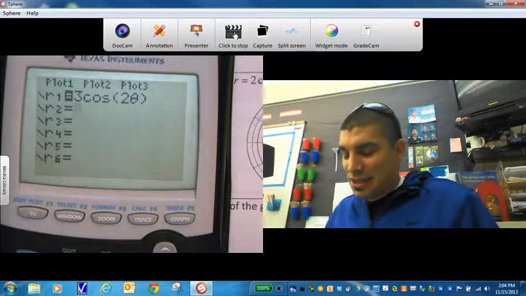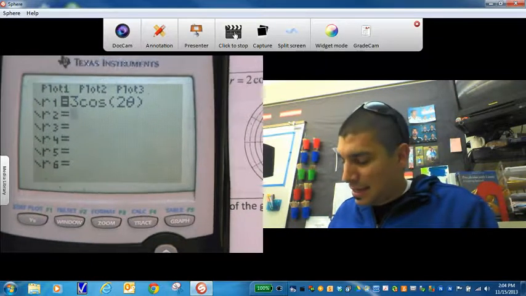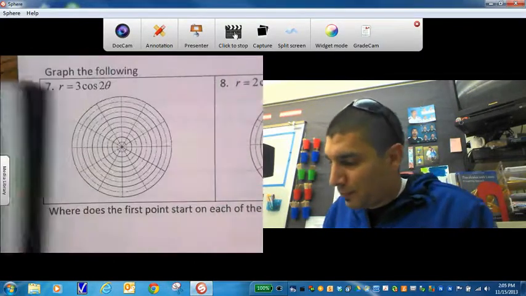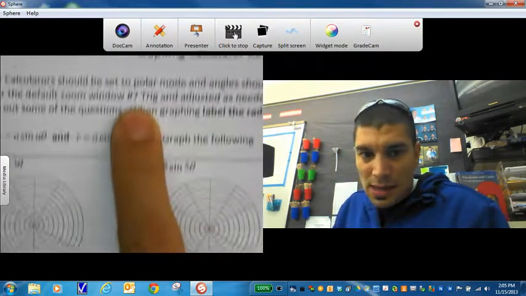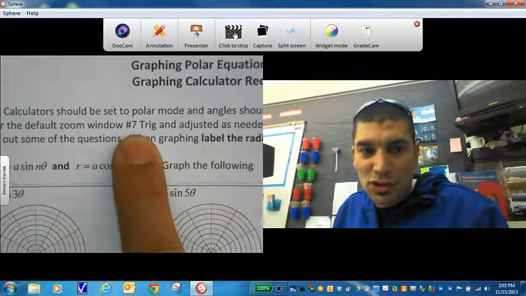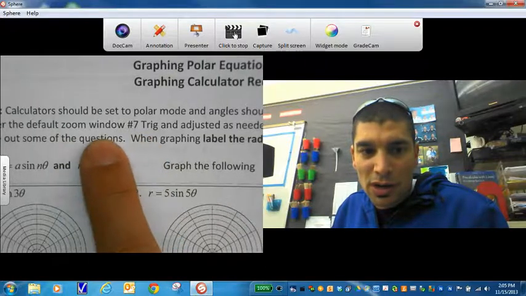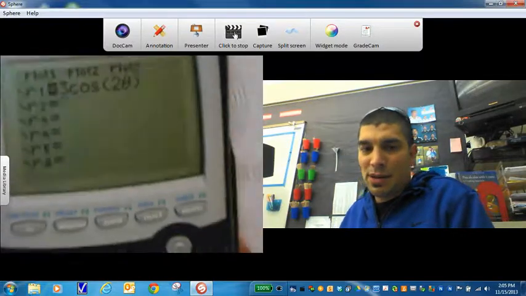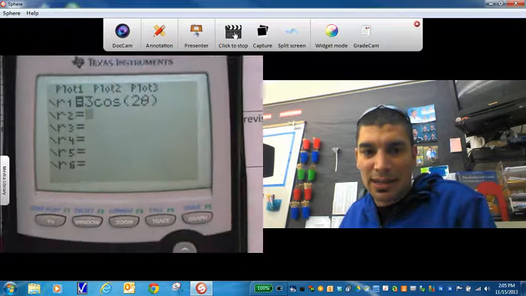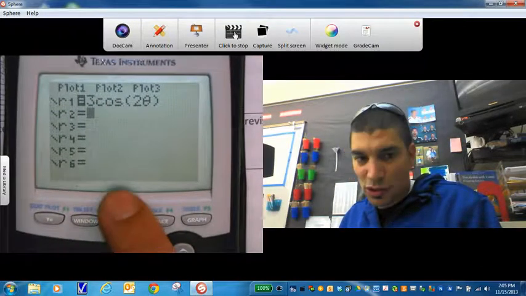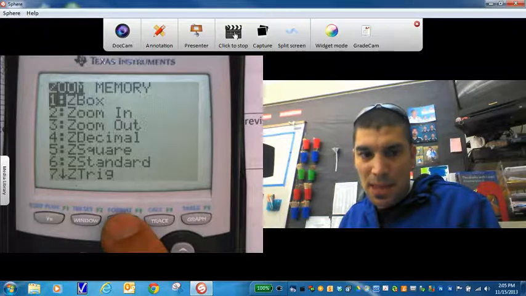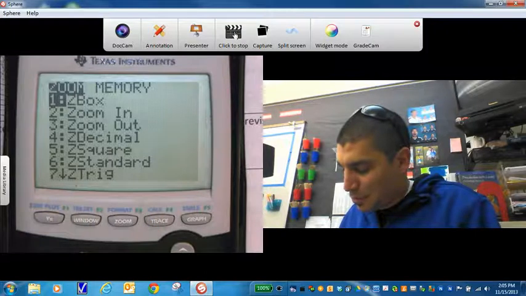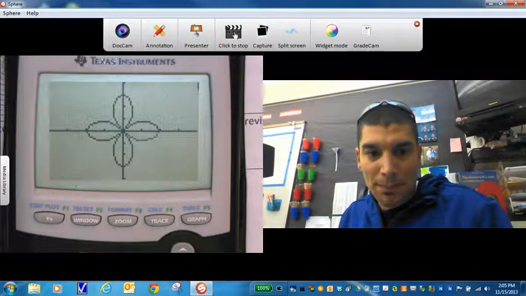So we have this. Here's our equation. I made a recommendation at the top of your sheet: let's use the default zoom window number 7, trig. I'll show you what I mean. Instead of setting our window by hand, we're going to press the zoom key, and I want to use number 7, the zoom trig. That will be pretty much what we need for today. Bam! There you go.